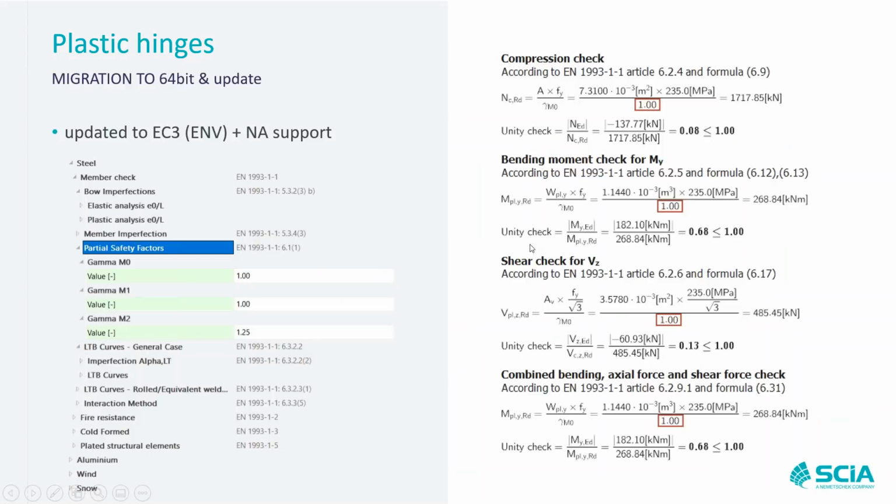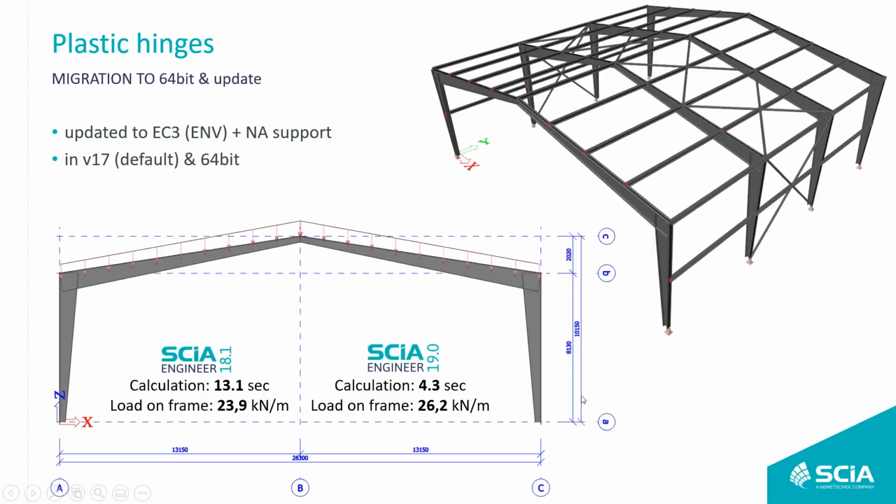And what we've done there is, on one hand, we have migrated the functionality to the 64-bit version, but we've also rewritten it according to Eurocode 3, as it was previously written according to the pre-norm ENV. And it did not support any national annexes. So now, depending on your national annex and your safety coefficients, you will get the proper calculation of bending moment resistance. In the past, we had a hard-coded value of 1.1 as a safety factor. But in this case, for most countries, the functionality will be more economical.